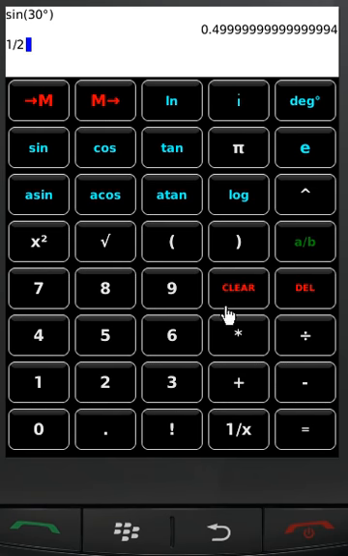And I think that covers most of the keys here. They're all pretty self-explanatory, I hope. The one that you may not be familiar with if you're a math student is this button here. It looks like an exclamation mark.